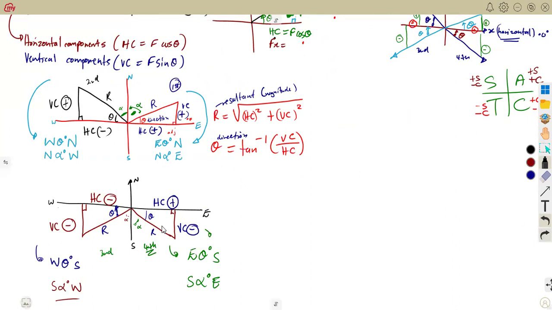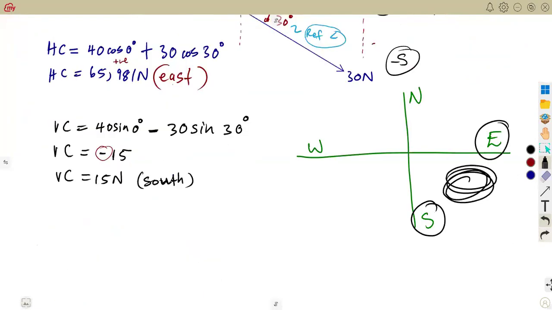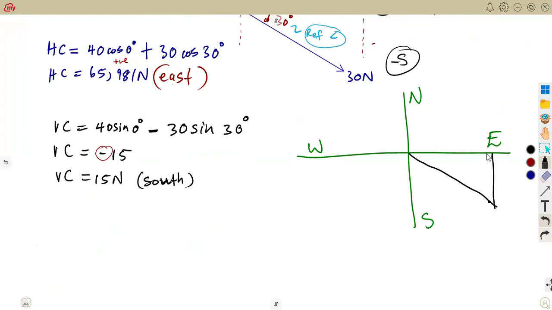So in the fourth quadrant, this is how your triangle is going to be, like I explained. So you're going to take our triangle to be in the fourth quadrant. In the fourth quadrant, our triangle will be like this. This is a right angle and this is our direction, theta. This is our resultant. This is the horizontal part. Horizontal, it was 65.981. The vertical is negative 15.